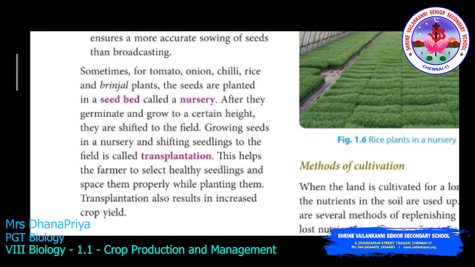Here you can see growing seeds in a nursery and shifting the seedlings to the field, which is called transplantation. This helps the farmer select healthy seedlings and space them properly while planting them. So transplantation also results in increased crop yield.